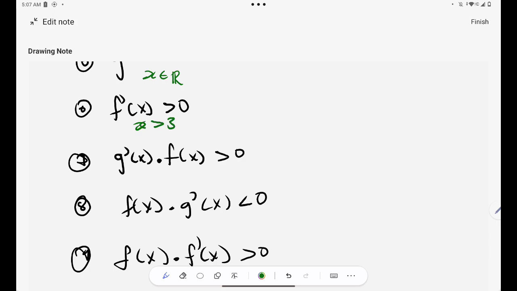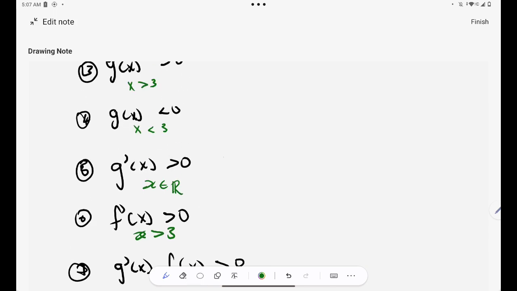Are you together? And now I want to find the values of x for which the gradient of g and y, the product, gives an answer which is greater than 0. Are you together? I'm multiplying two things and I get an answer which is positive. It simply means they have the same sign. Are you together? But here the trick is this one. The gradient of g is forever positive. So I will want the regions where f is also positive. Are you together?